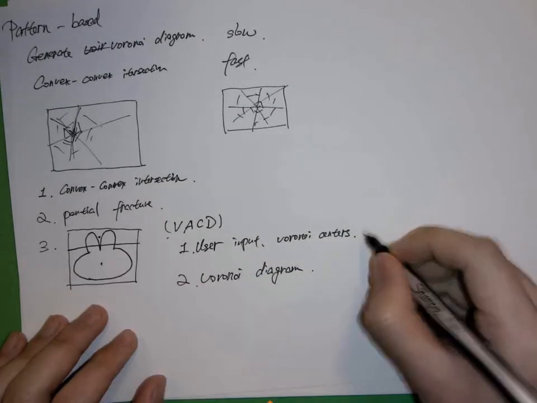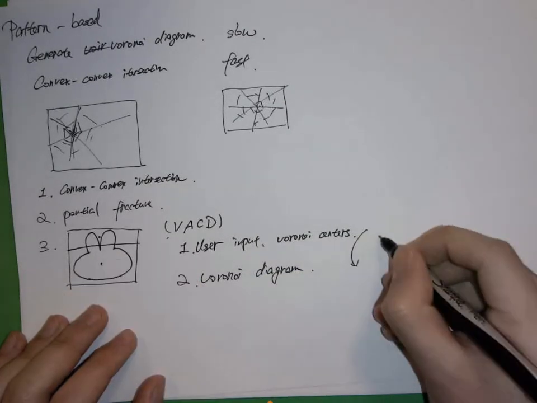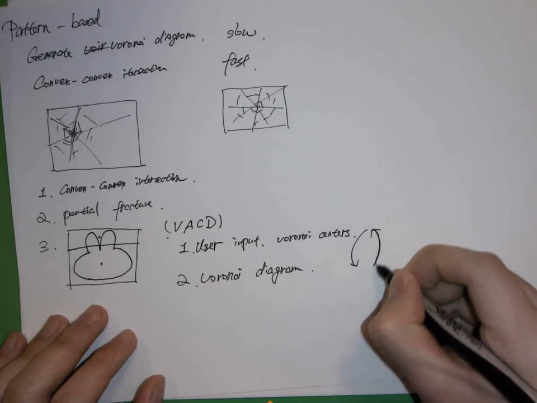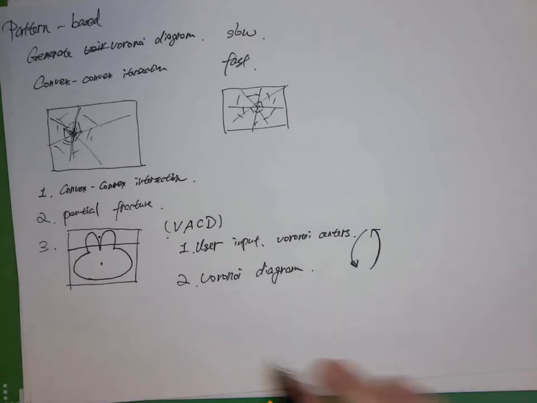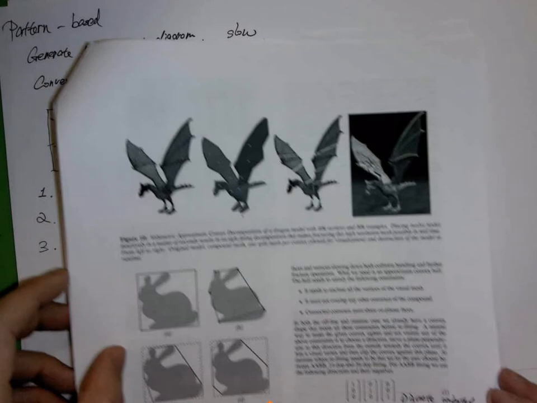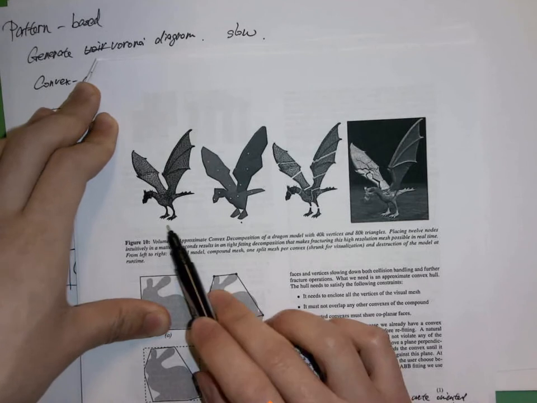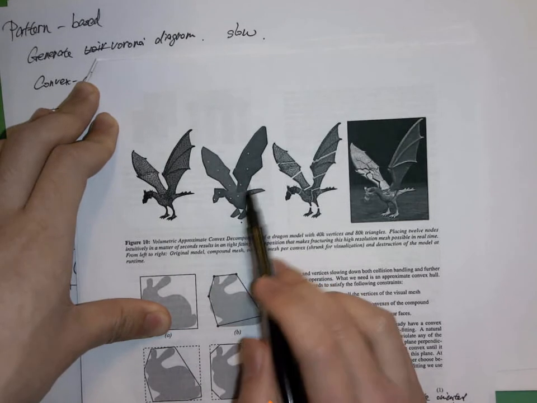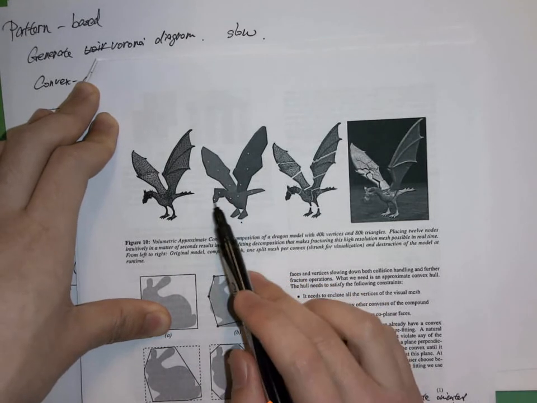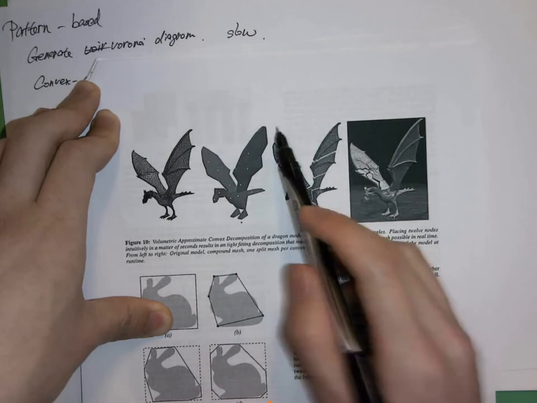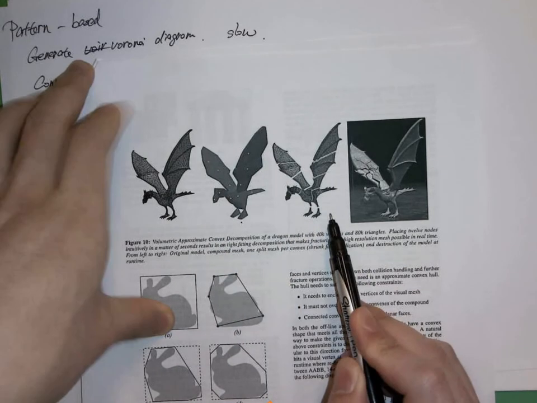Okay, so those two steps are iterative steps. So the user can keep editing the Voronoi centers until they are satisfied with the current Voronoi diagram. For example, in this paper, if you see this really complicated dragon model with 40K vertices, the user only needs to specify 12 Voronoi centers on that dragon, and it will generate a Voronoi diagram here.